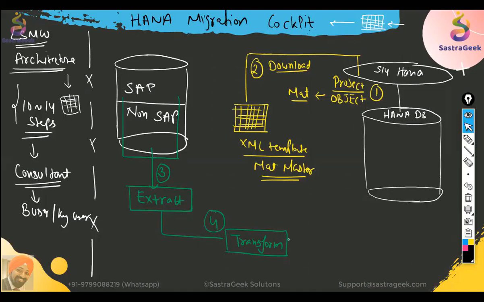For example, the material type can be finish, which you want to change to FERT. That is one example. Another example can be that there are 4 materials created for the same material, so you want to remove the duplicates. That you need to do here in the transformation.